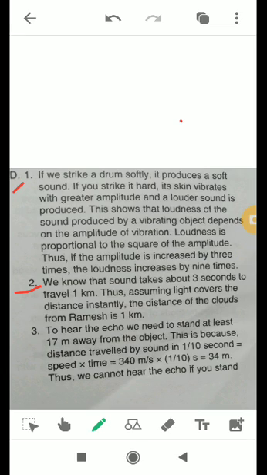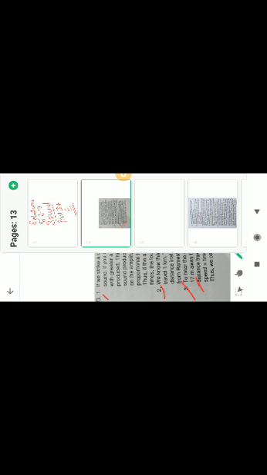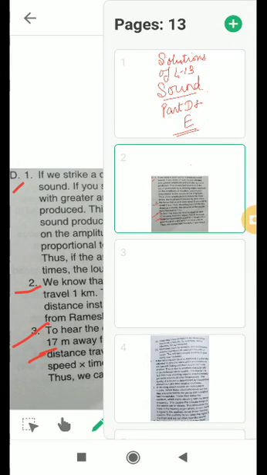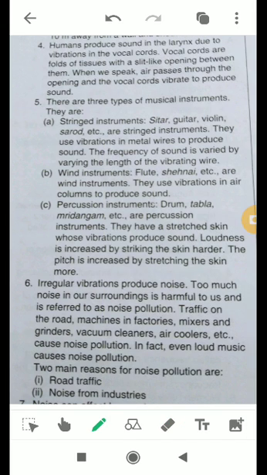Question number 3. Why can you not hear the echo if you stand 10 meters away from a wall and shout towards it? To hear the echo, we need to stand at least 17 meters away from the object. This is because the distance traveled by sound in 1/10 of a second is equal to speed into time, that is 340 into 1 by 10, which is equal to 34 meters. Thus, we cannot hear the echo if you stand 10 meters away from a wall and shout towards it. That is why.